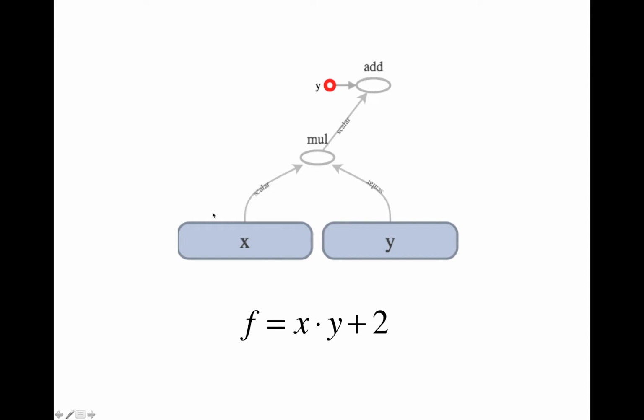So in this particular computational graph, these arrows are edges. They point in the direction of the data flow, right? Everything that's not an edge is called a node. So this is a node, and this is a node, this is a node, this is a node, and this is a node. Everything that's not an edge is just a node.